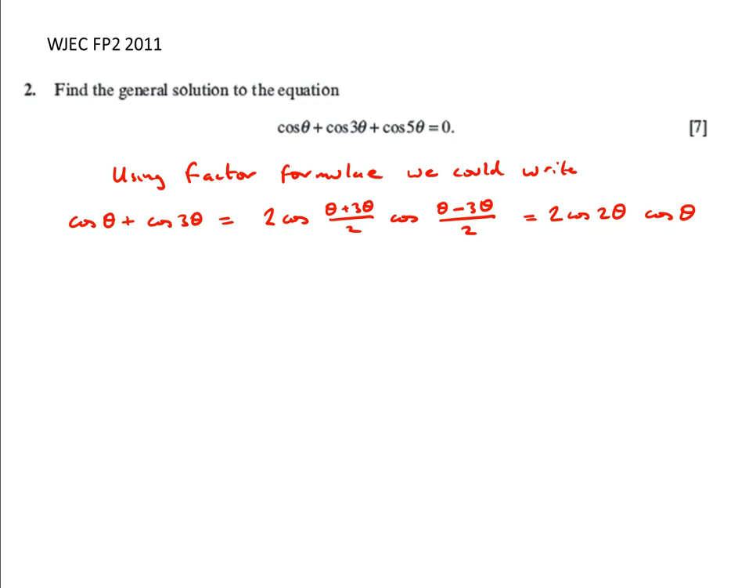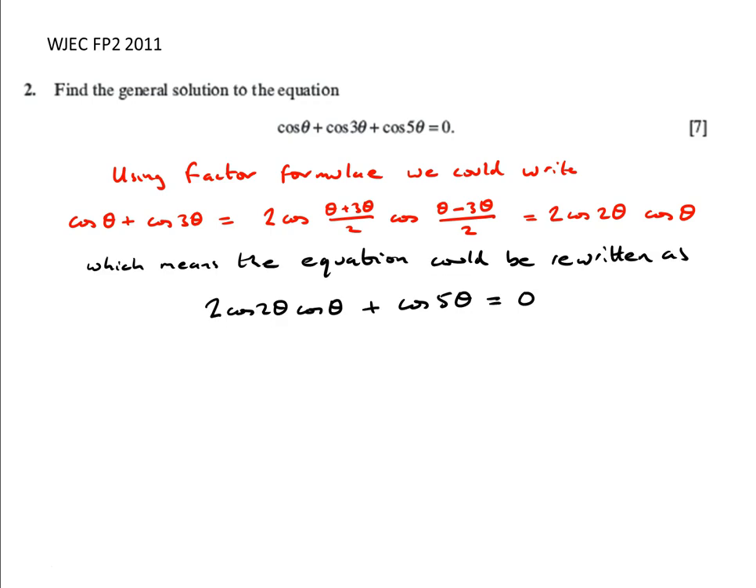So if we try and make use of that on our equation, the equation cos theta plus cos 3 theta plus cos 5 theta equals 0 is going to become 2 cos 2 theta cos theta plus cos 5 theta equals 0. And that really is no simpler to solve than the original equation. So in that case, our use of the factor formulae there didn't help.